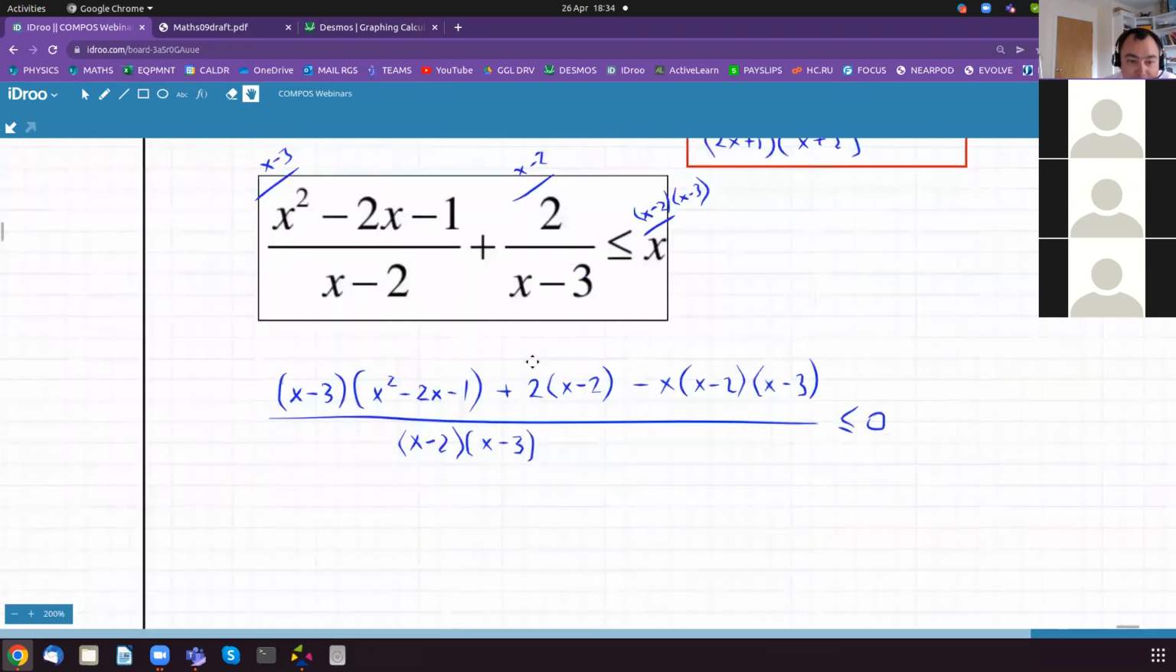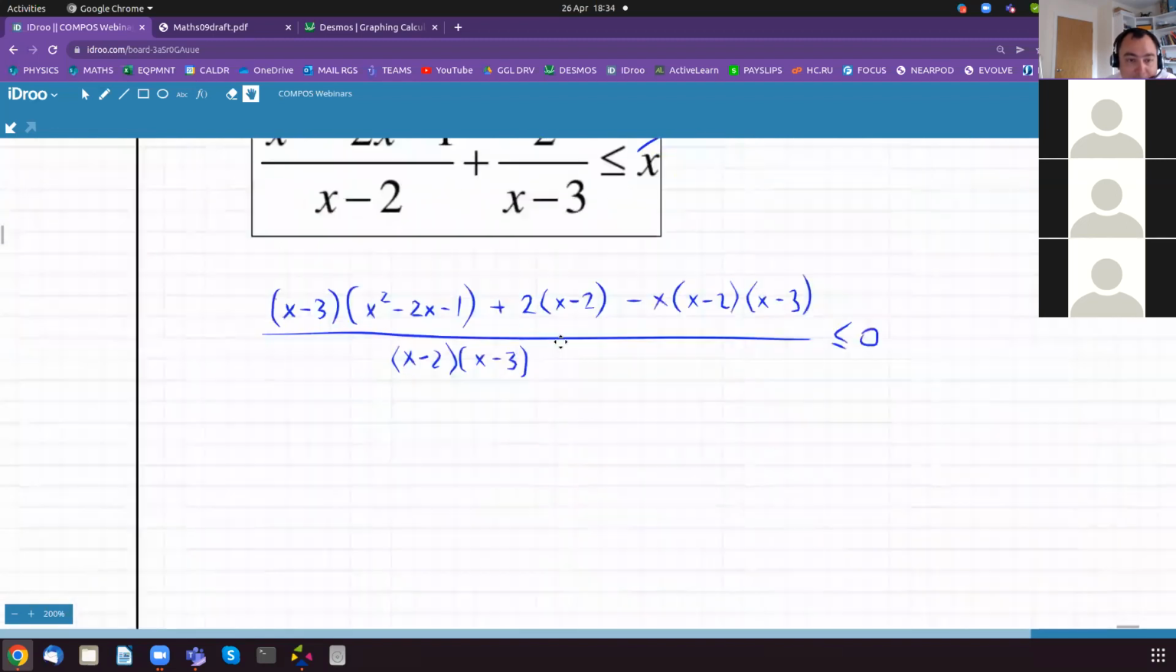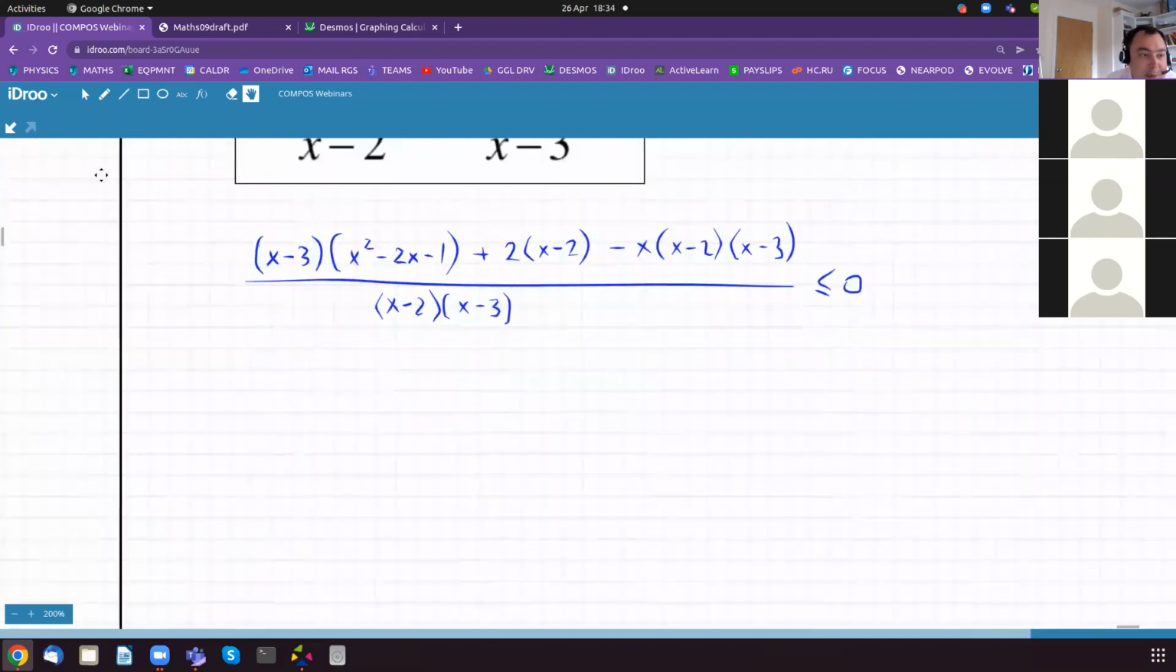So it's the same thing here. We took everything to the left-hand side. We found the common denominator. The common denominator is x minus 2, x minus 3. Now we expand the numerator.